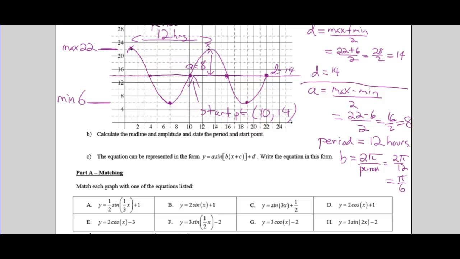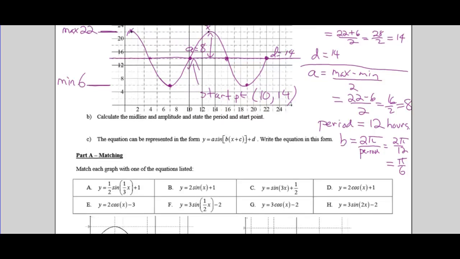Okay, so we got A, we got B, we got D. We need to get C. This is where it's going to get kind of messy. I'm just going to go to another page. We'll work out C. So the start point is negative C over B comma D, and we are given it as 10 and 14.